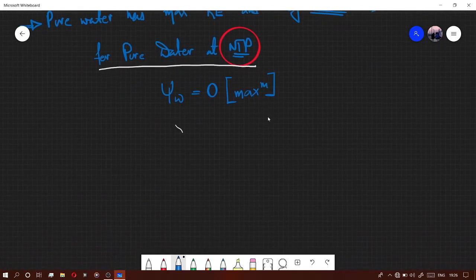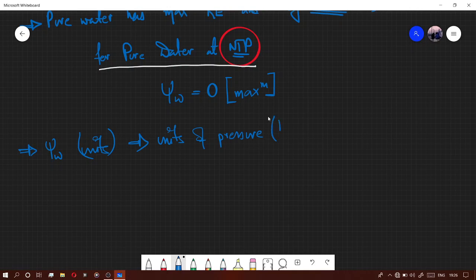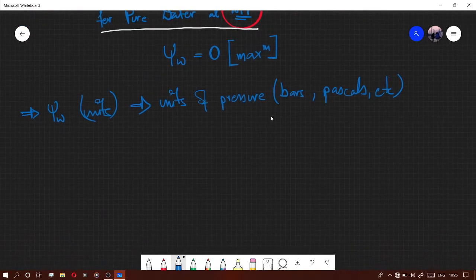Now, what are the units of psi W? Units of psi W are the units of pressure. This might sound surprising, but it is just the unit of pressure, like bars, pascals, etc.